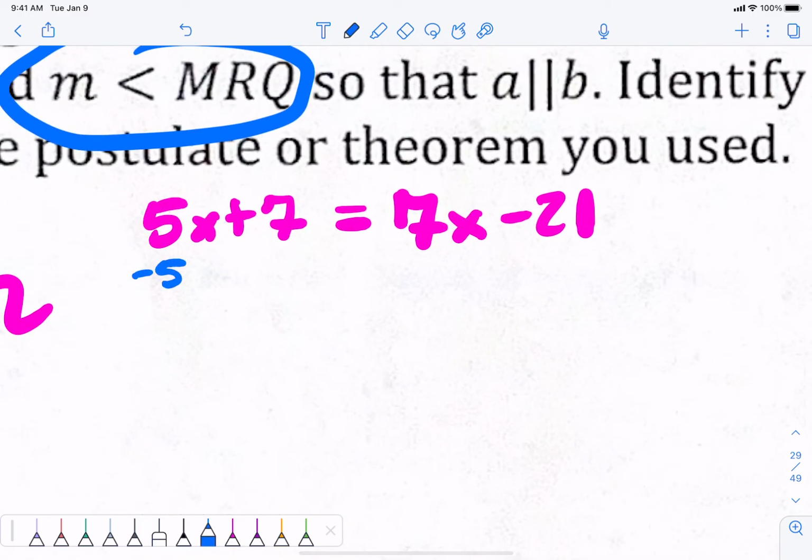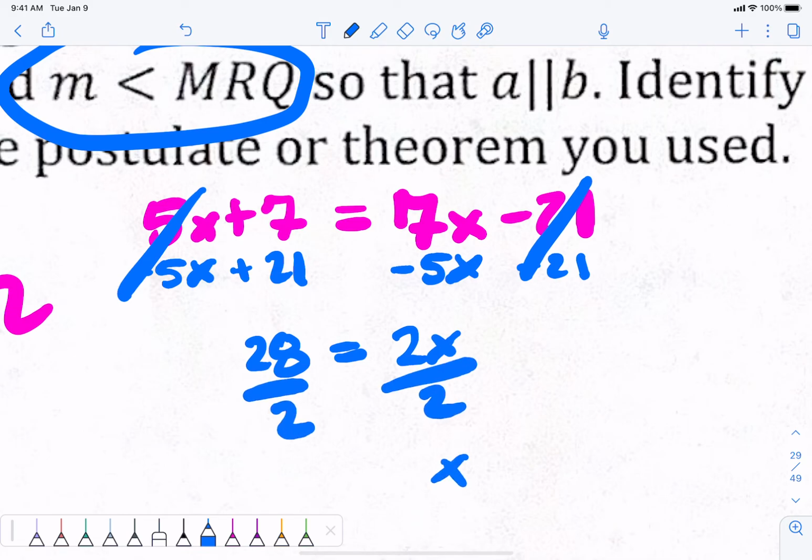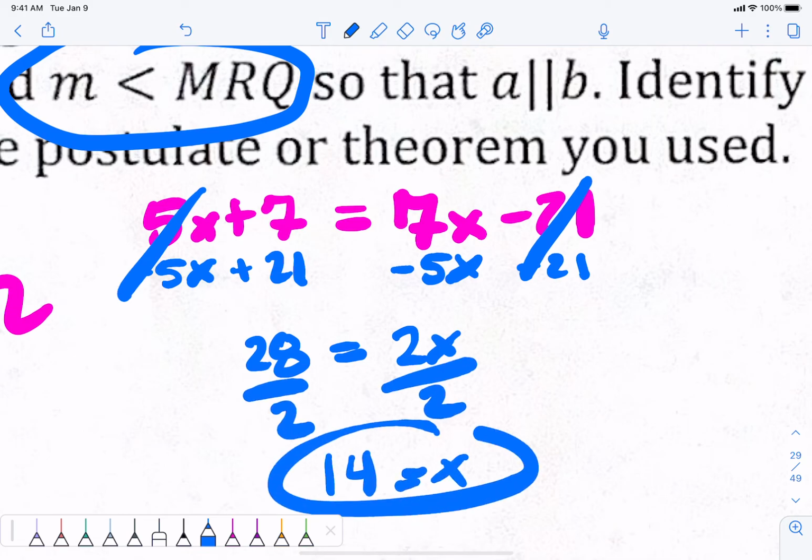So I'm going to subtract the 5x, and I'm going to add the 21 at the same time. So 7 and 21 make 28, and 7 minus 5 is 2x, and let's divide by 2. So x is 14.